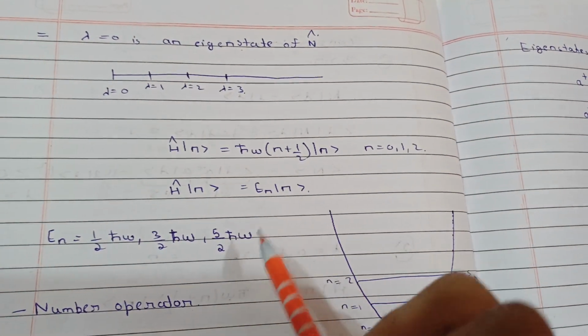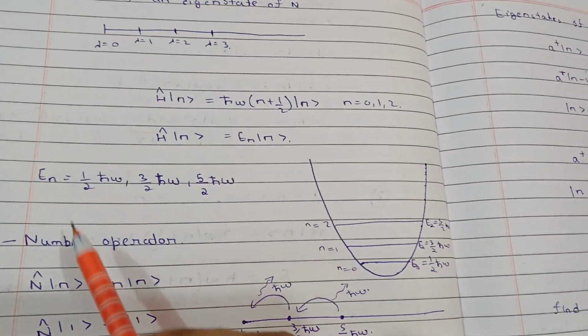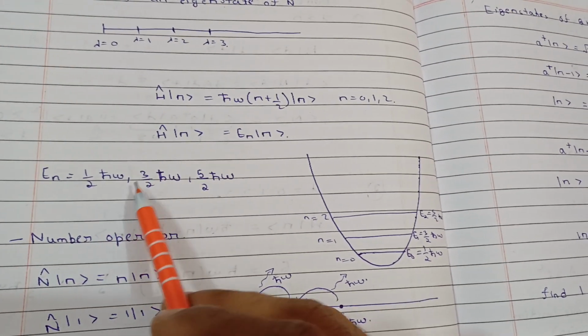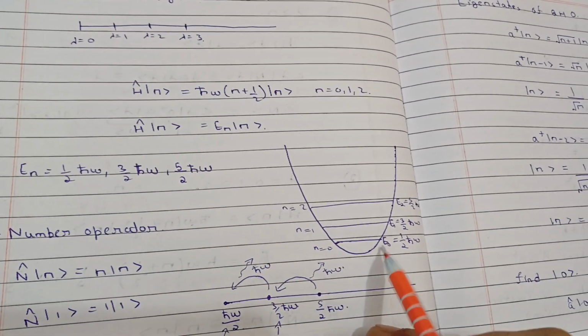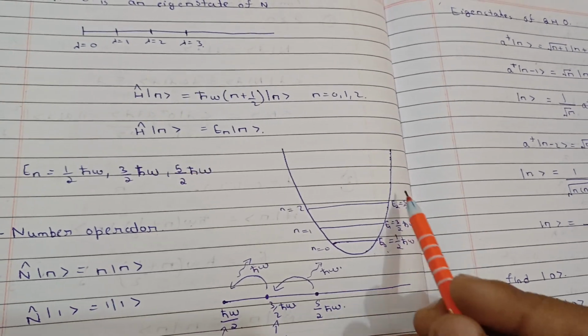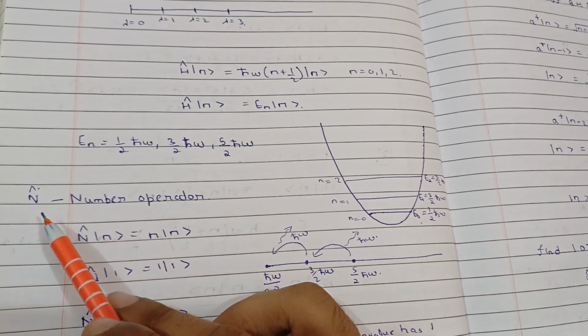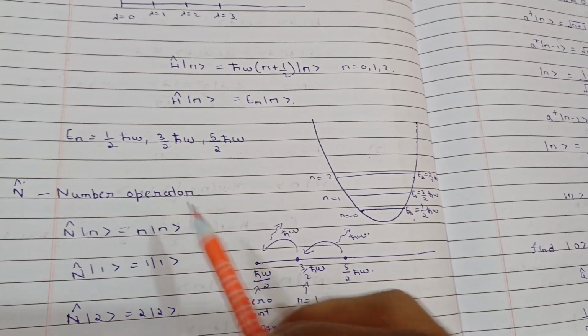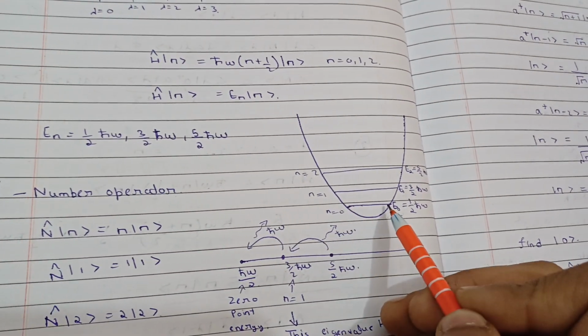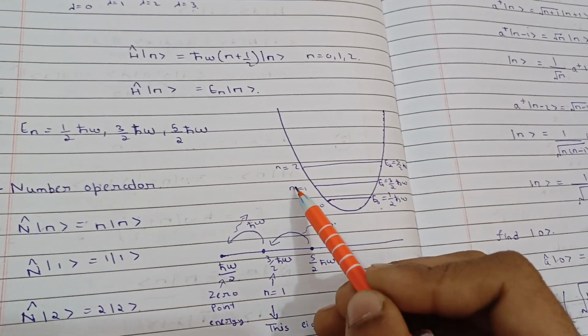Now we need to find these eigenstates. Well, let's see on this plot. These are your eigenvalues: half ħω, 3 by 2 ħω. So these will be like this: E0, E1, E2. We call it the zero point energy, then first, second and third. Now this n is called the number operator. Why are we calling it the number operator? So let's see. If it is zero point energy, then 3 by 2 minus half will give you ħω.